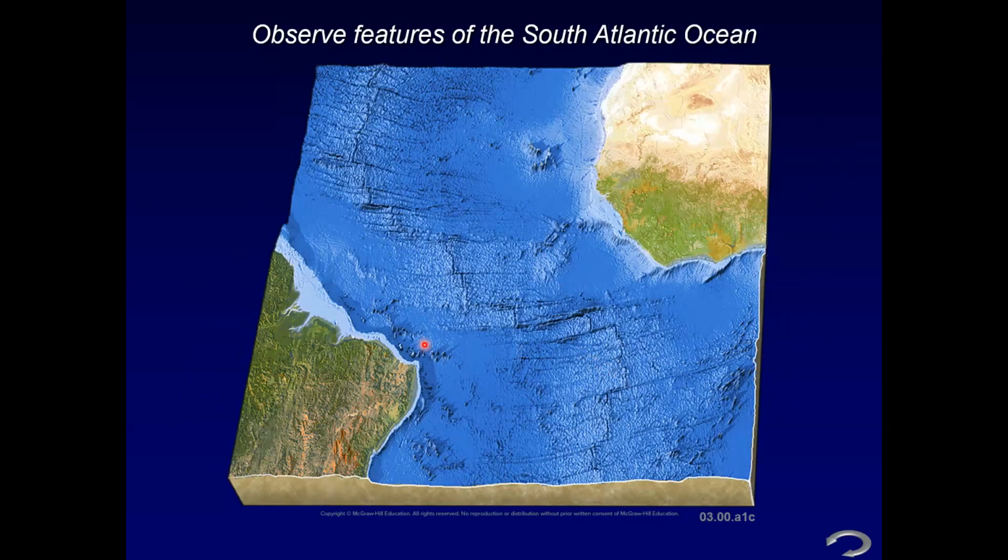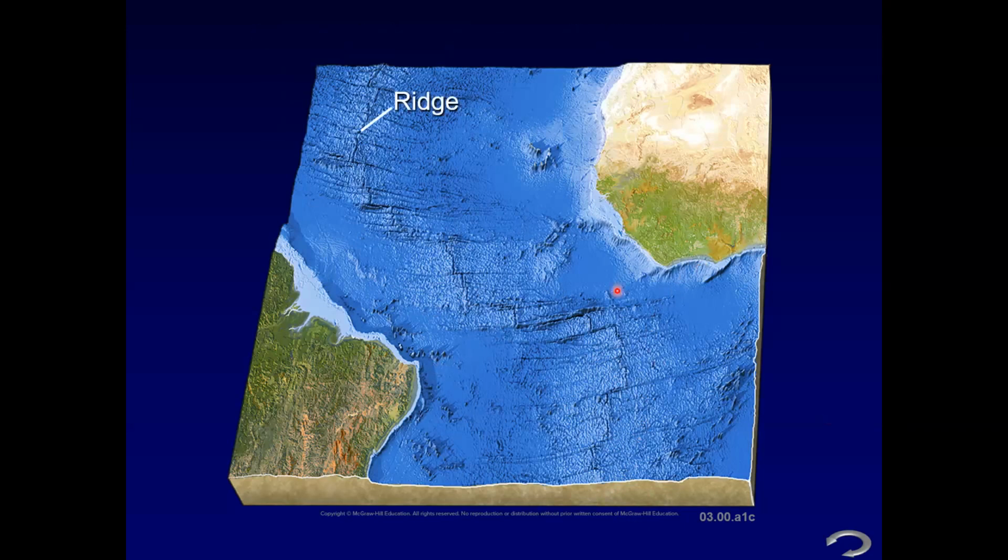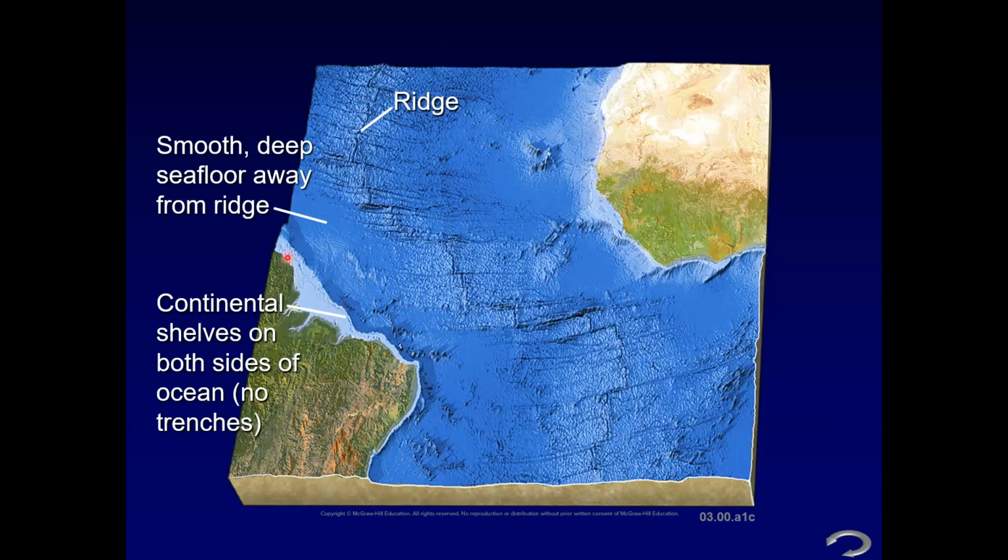All right, South Atlantic Ocean. So this is between South America and Africa. What we have here is a ridge located along the center of the ocean. That's the Mid-Atlantic Ridge. And then we have zigzags that actually mimic the shape of these adjacent continents. Ridge, and then as you go away, you get a smooth, deep seafloor. And I'll point out these continental shelves here and here, and the zigzags in the ridge. Those are fracture zones, actually.